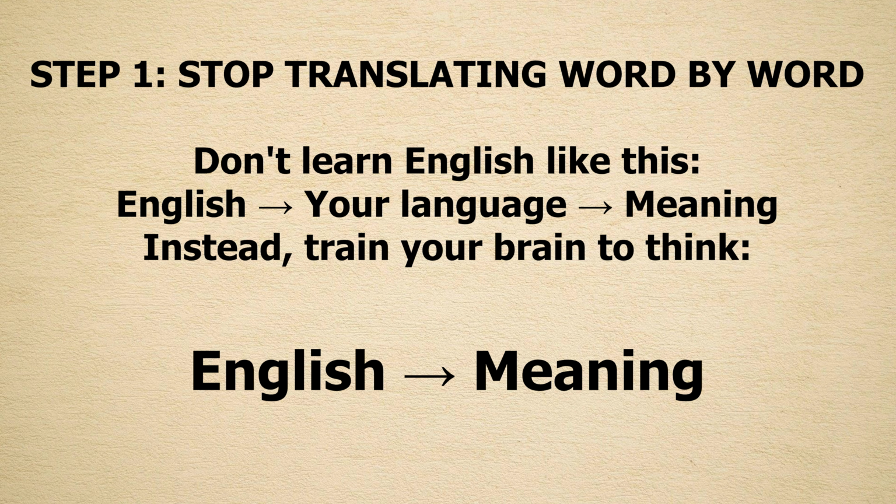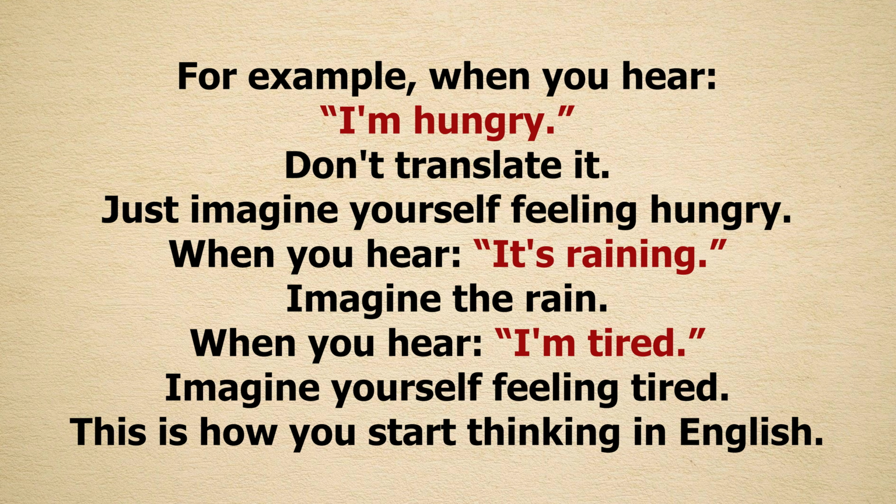Step 1. Stop translating word by word. Don't learn English like this: English, translated to your language, giving us the meaning. Instead, train your brain to think: English, meaning. For example, when you hear "I'm hungry," don't translate it.